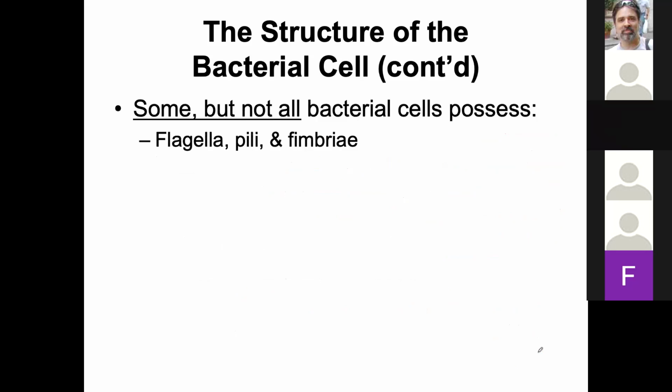Some, but not all, bacterial cells have flagella, pili, and fimbriae. Okay, flagella are for locomotion. Flagella. Okay. Pili are for mating. We'll get into that a little bit later. Okay, and fimbriae are for attachment.